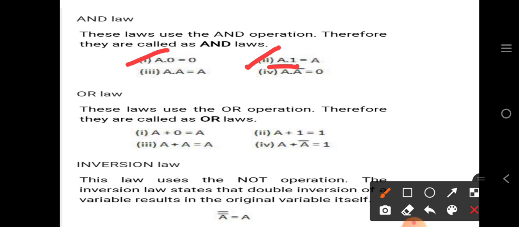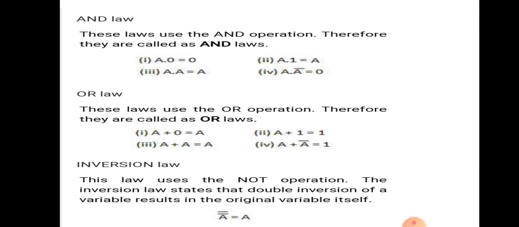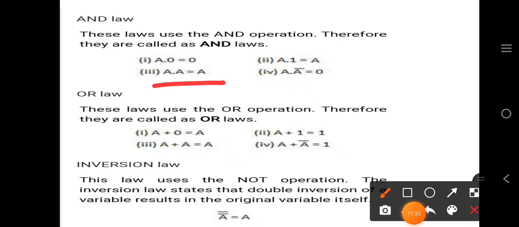Now the third law is A dot A is A. So don't get confused in this case, as in general algebra when you write A multiplied by A, it means A square, but in Boolean laws A dot A is only A, not A square.